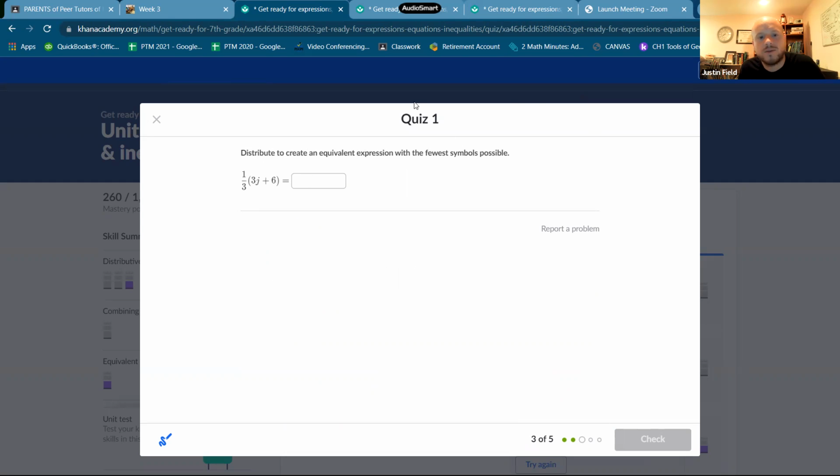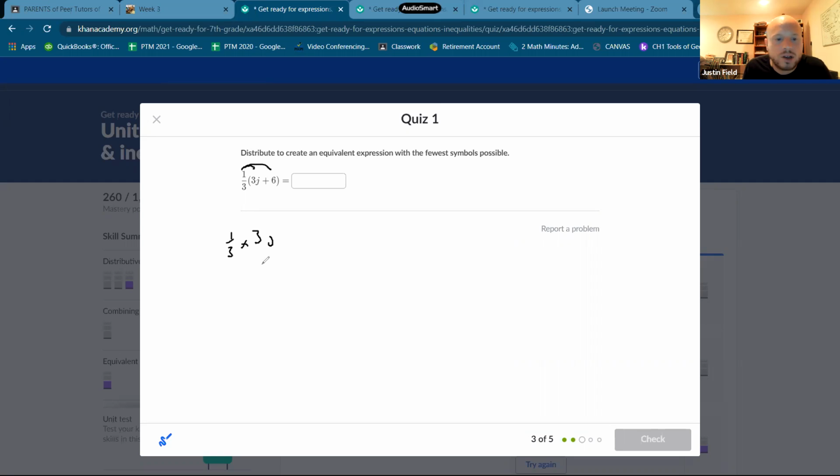Okay. Fractions are your friend. So let's do this one because there's a fraction. What is 1/3 times (3j plus 6)? Well, 1/3 times 3j. So we put the 3 over 1 and then we multiply across. 1 times 3 is 3. 3 times 1 is 3. The j can go right there. And so that's 3 divided by 3 is 1j, or just j.